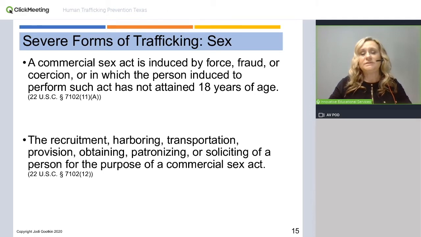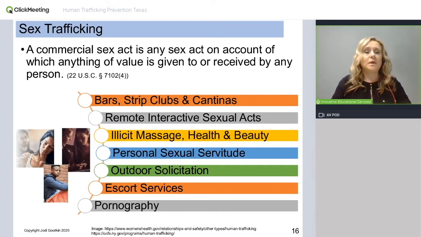Sex trafficking is another form of severe trafficking that involves the performance of commercial sex acts by adults as well as children. This may occur in bars as well as escort services, pornography, truck stops. Those might be the first settings that come to mind where this is occurring.